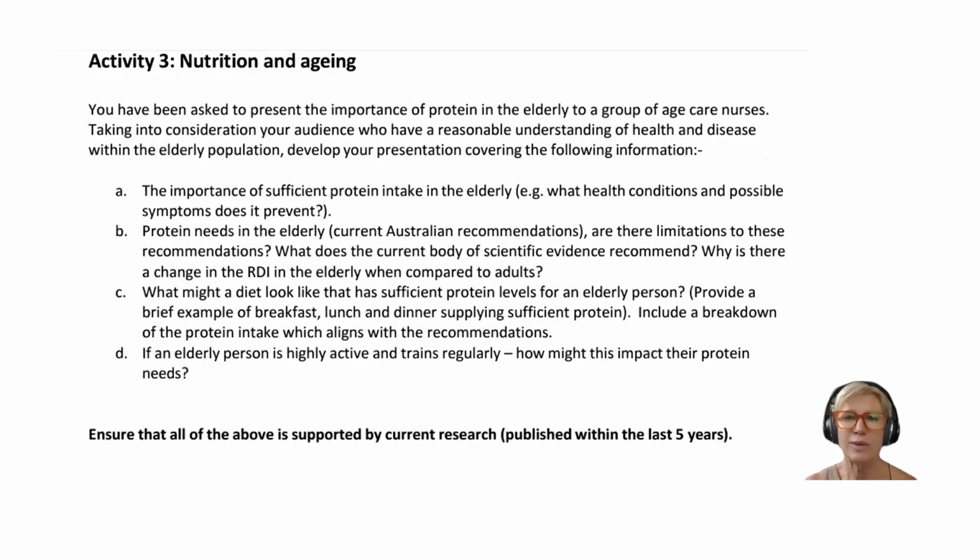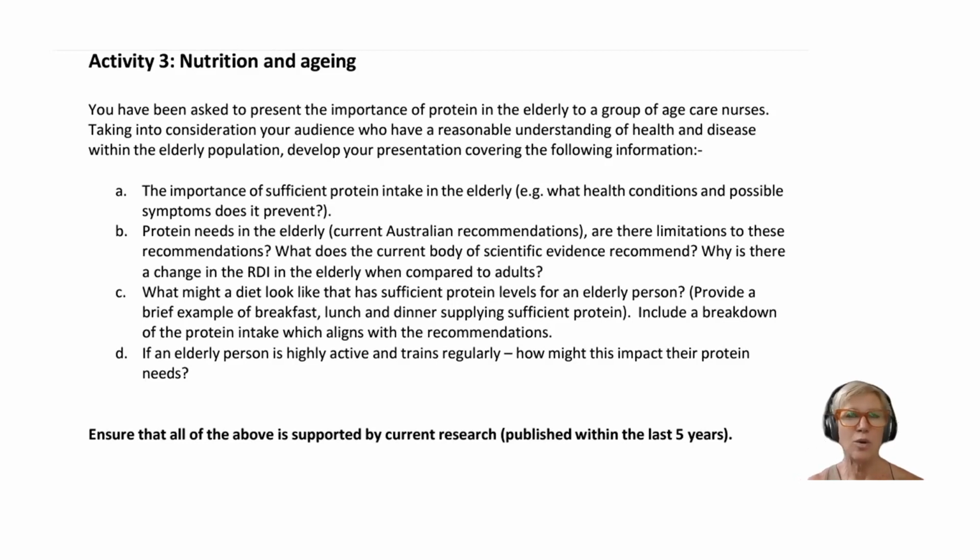Case study 3, this one's on aging. So imagine you're presenting, you are going to be presenting because you're doing something. So imagine this is to a group of elderly in aged care. Nurses that work with elderly. So you're talking about the importance of protein. And these people have an understanding of health and disease within the elderly population. So you're going to go through each of those points.